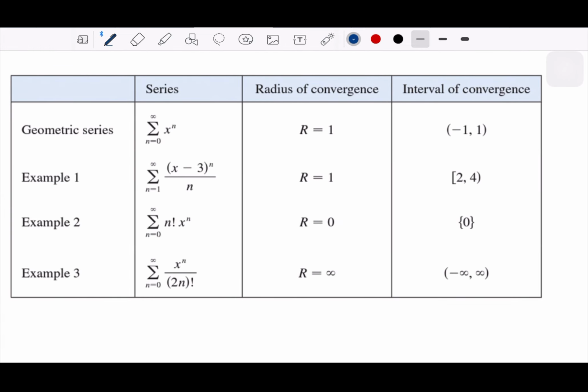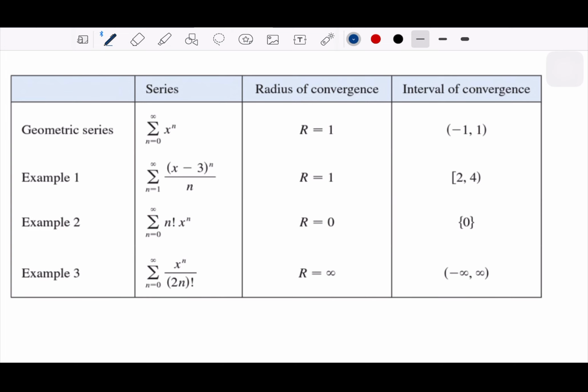Okay, maybe first we can look at the geometric series x to the power of n. Its radius will be 1. The interval is from -1 to 1. And this is from our example before, our 3 examples.